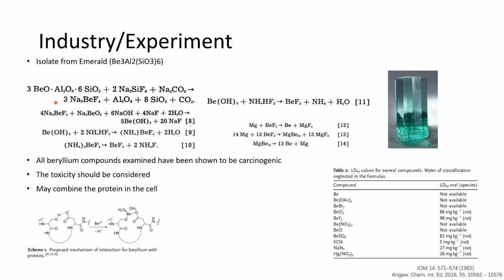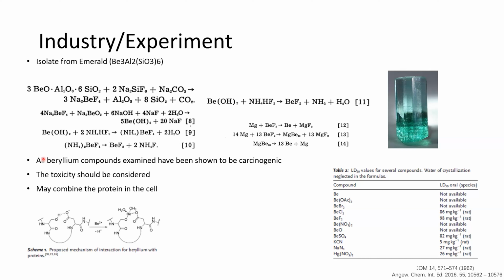use the emerald to get the sodium beryllium fluoride. Then we will change the sodium beryllium fluoride to beryllium hydroxide. Then we will use the beryllium hydroxide to directly react with the sodium hydrofluoride to get the beryllium fluoride. Then we can use magnesium to reduce the beryllium fluoride to get the pure beryllium.